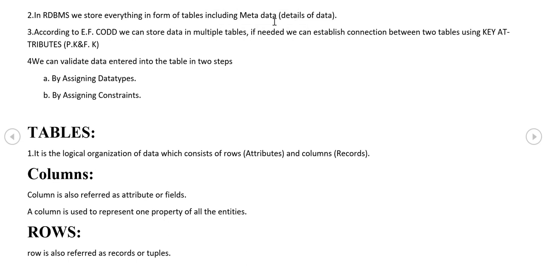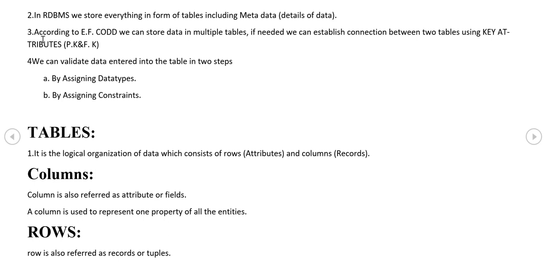In a database, we are going to store n number of objects' data. For example, if you take a picture, for that picture we may get some data, for example length and width, on what date we captured the image, where it is stored, and what is the size of that picture. All these come under metadata, nothing but details of data. In RDBMS, we store everything in form of tables, including metadata.